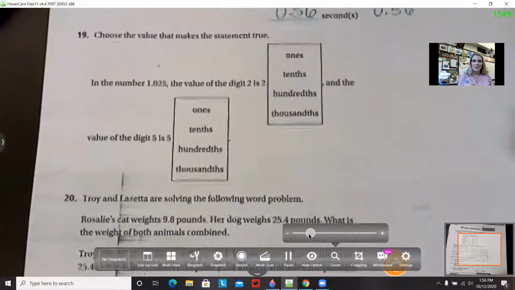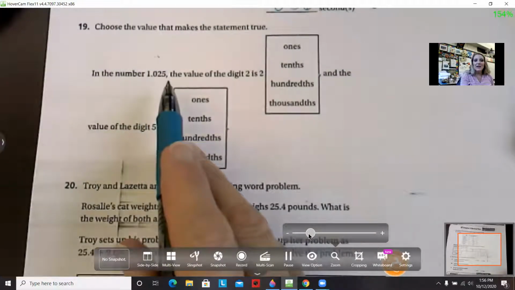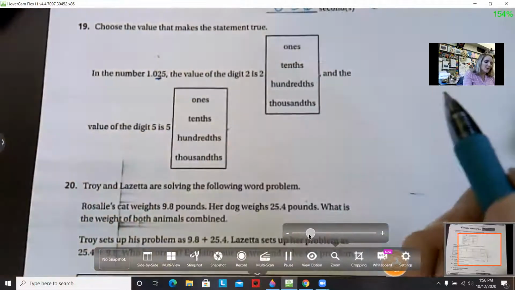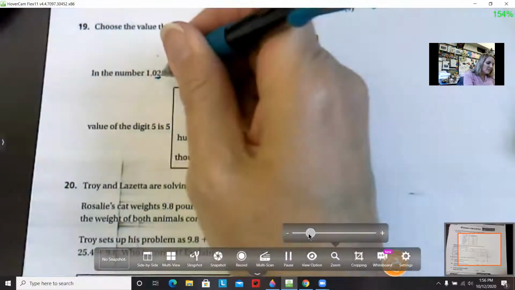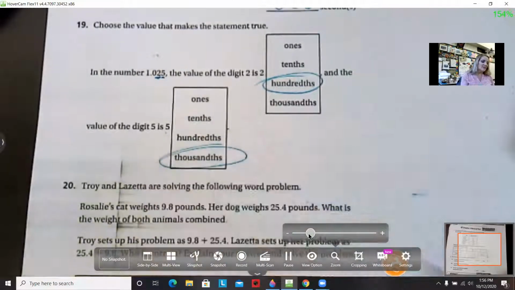That's a close call. Okay, we have to make this statement true. In the number 1 and 25 thousandths, the value of the digit 2 is 2 what? What place value is that 2 in? The hundredths place, good. And the value of the digit 5 is worth 5 thousandths.